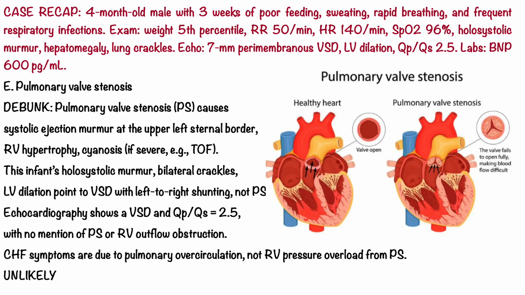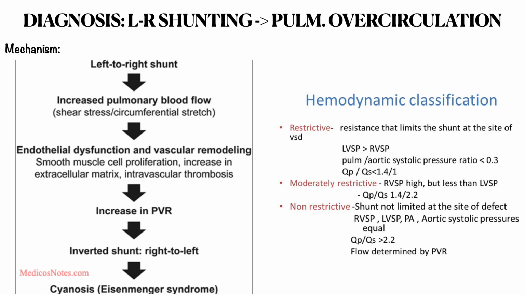Right ventricular hypertrophy is also called cor pulmonale, and that presents as a parasternal heave. So the diagnosis we have is left to right shunting causing pulmonary overcirculation. The mechanism is left to right shunt and increased pulmonary blood flow, so shear stress or circumferential stress is done. As I have said already earlier, the added fibers are in series, and also endothelial dysfunction and vascular remodeling occur. Smooth muscle cell proliferation, increase in extracellular matrix, and intravascular thrombosis can occur.